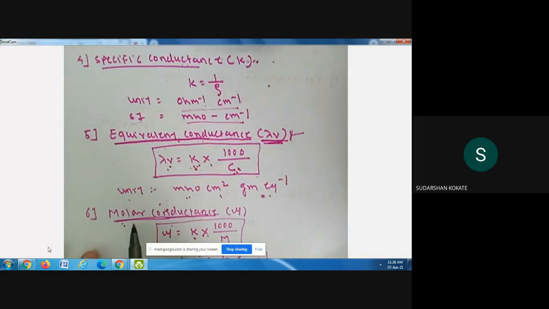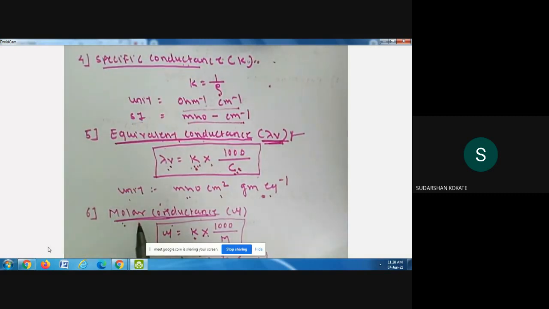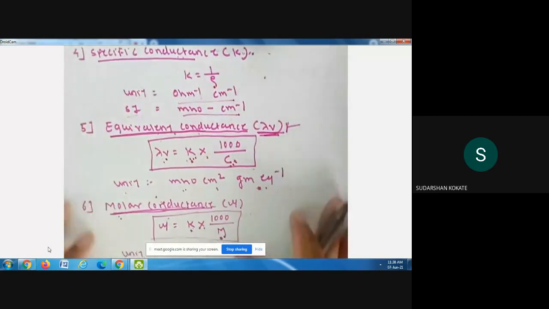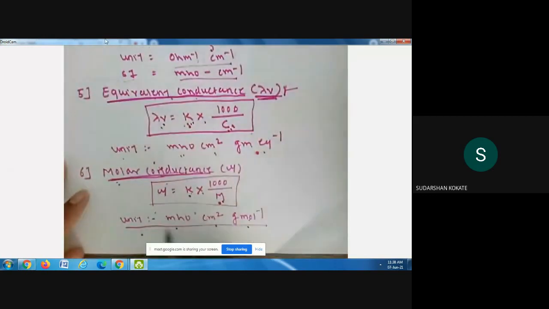Then next one is your molar conductance. What is molar conductance? It is the conductance of a solution containing 1 mole of electrolyte when placed between two large electrodes 1 centimeter apart. So mu equals K into 1000 divided by M. The unit is mhos centimeter square gram mole inverse, right? This is the unit of your molar conductance.